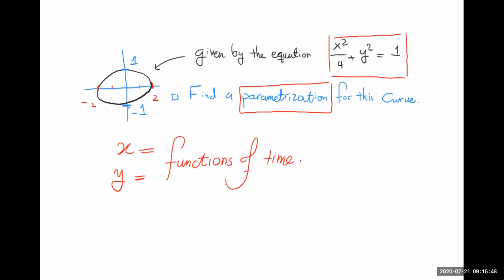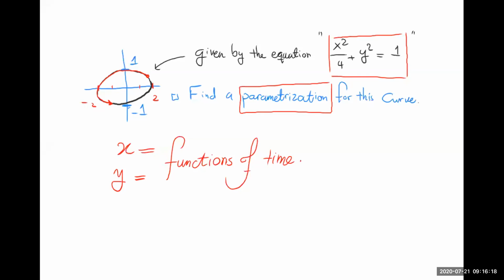So you should describe a particle which goes along this curve, and you should tell me where the particle is at each time t. Okay, so that's the question. That's the meaning of parametrization. Parametrization means a curve is given and we have an equation for it. x squared over 4 plus y squared equals 1 is an example.